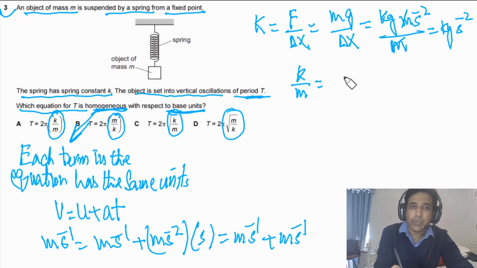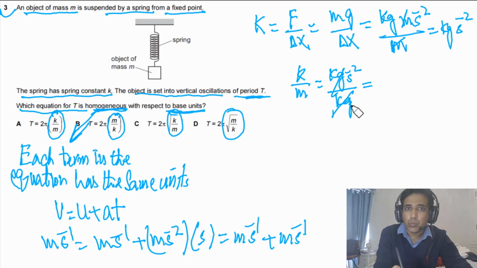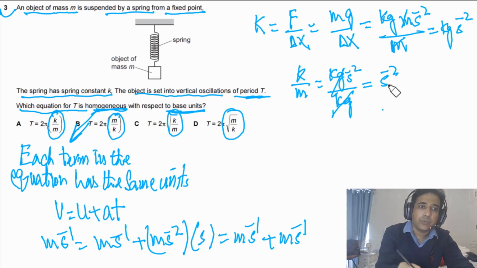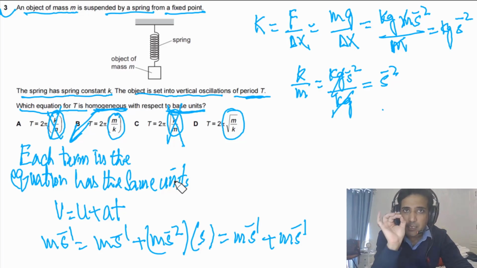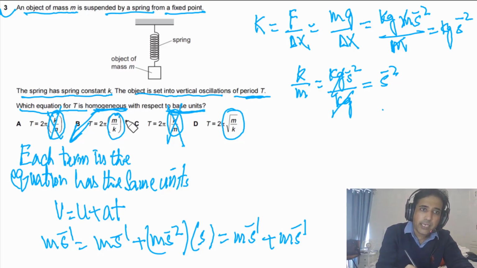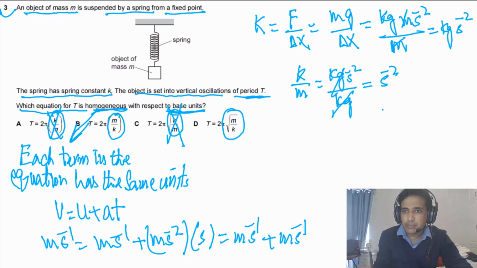If we have k over m, we will have kg per second squared divided by kg. So what we will get in this case is per second squared. This is not the unit of time. Per second squared is not the unit of time. It means k by m, we can simply cancel. So A and C are not possible answers. So the answer can be B or the answer can be D.